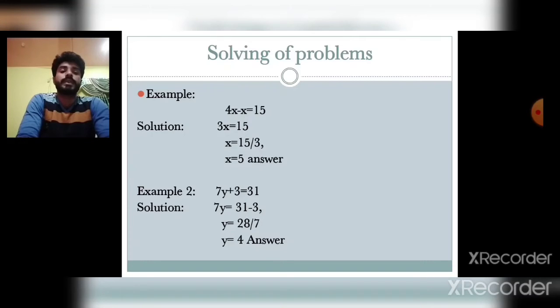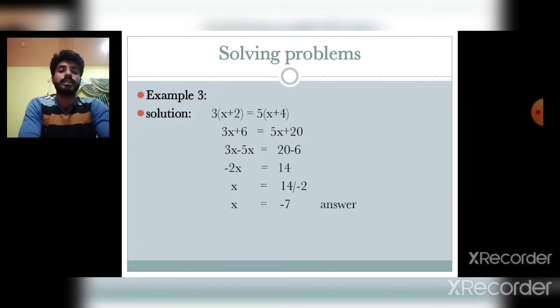Example number 2: 7y plus 3 is equal to 31. Now we have to find y. We will solve this: 7y is equal to 31 minus 3. Now we have to find the value of y, so we will put the 7 in division. We subtracted the 3 from 31, so there will be 28 upon 7. So the answer will be 4.